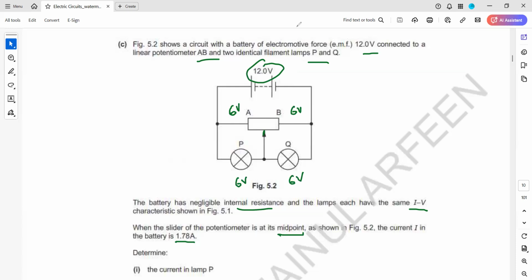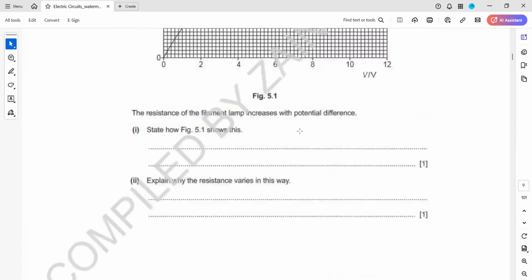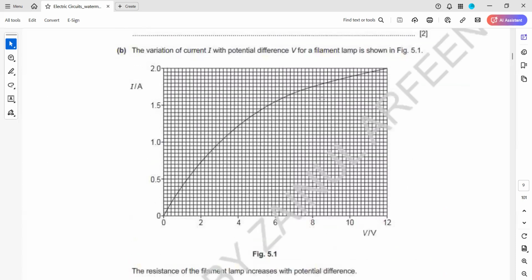Now, when the voltage across the lamp is 6 volts, we'll find what the current should be using the graph. So by drawing a line, when the potential is 6, you draw a line. Whenever you're using a graph in your answer, you always show, draw these. So the current is 1.5.